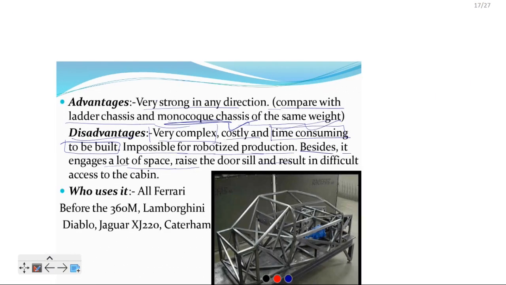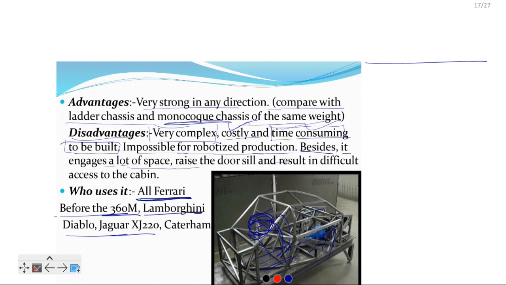So you can see here, Ferraris are using this, Lamborghinis are using this, Jaguar. These vehicles have very little space for the door, that's why vertical doors are used here, for the purpose of saving space, and there is very little space for the other person who is sitting here.